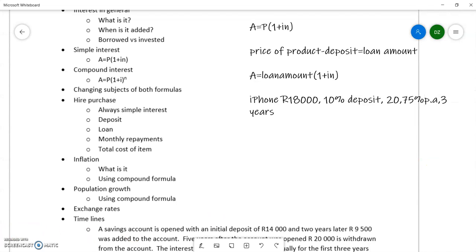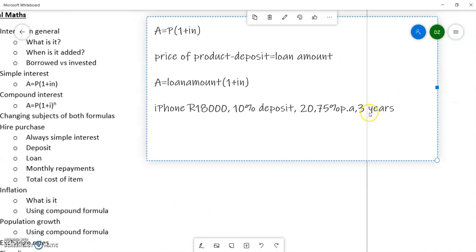Just give me a second while I just rearrange my screen. Okay, so I've just rearranged my screen.